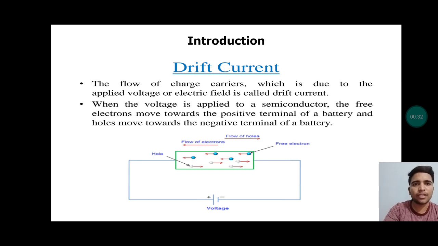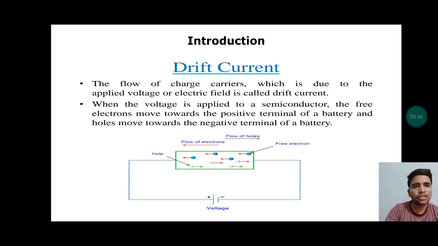Introduction of drift current. The flow of charge carriers which is due to the applied voltage or electric field is called drift current.